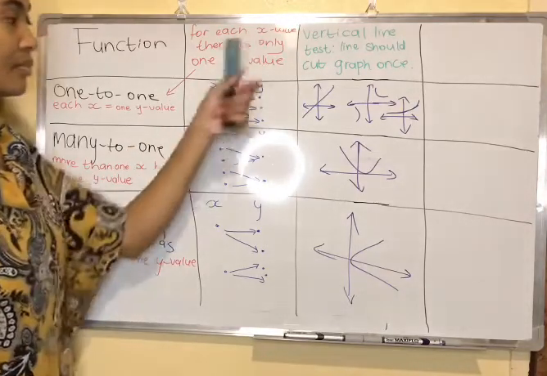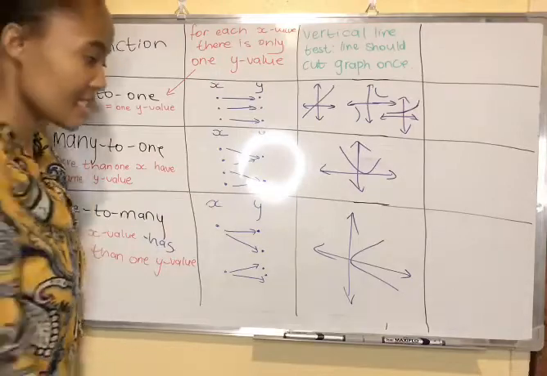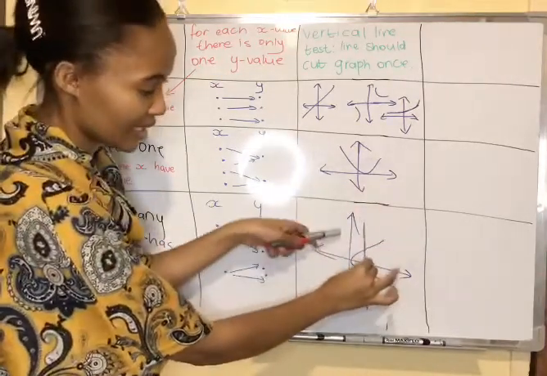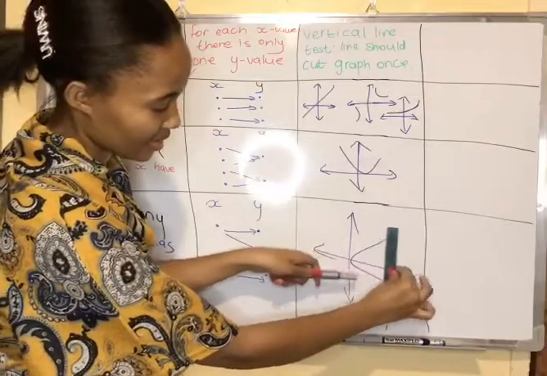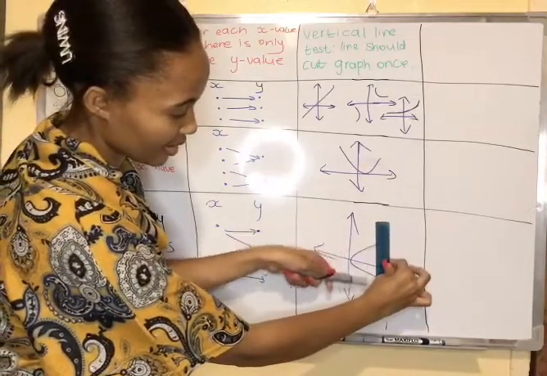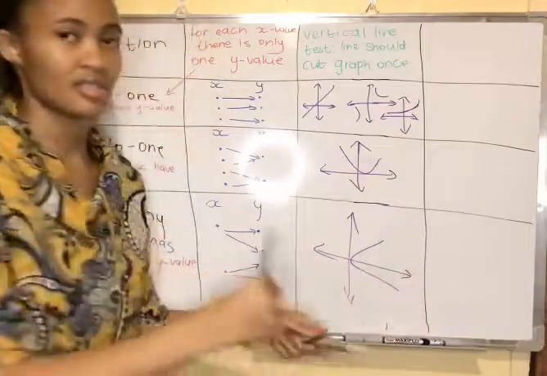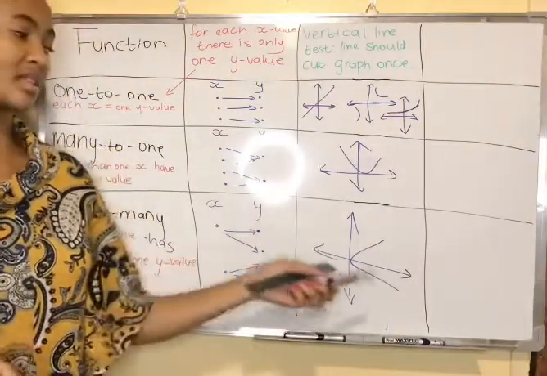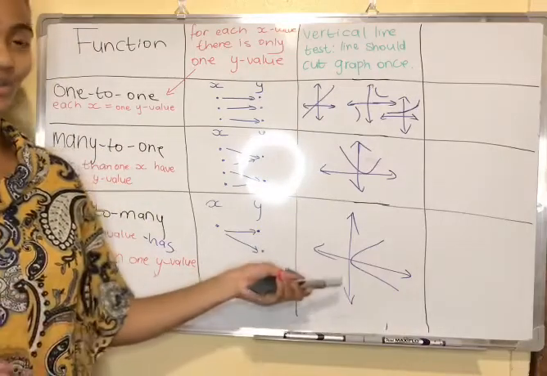And if you do the vertical line test, the vertical line is cutting the graph twice. It's cutting it there and cutting it here, and again there. Can you see? It's a continuous thing. The vertical line is always going to cut the graph twice, meaning this graph is not a function.